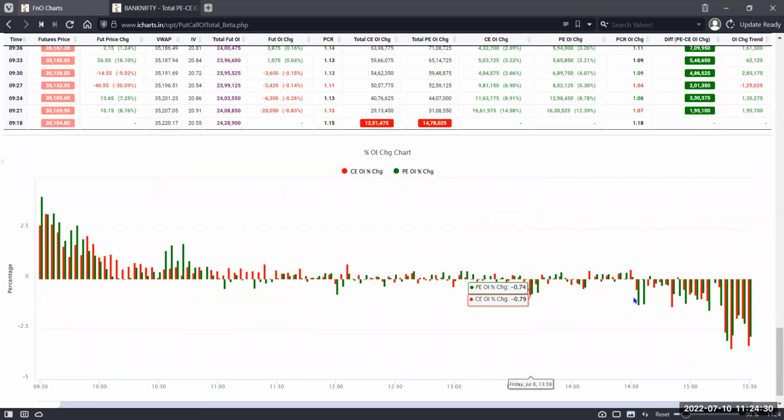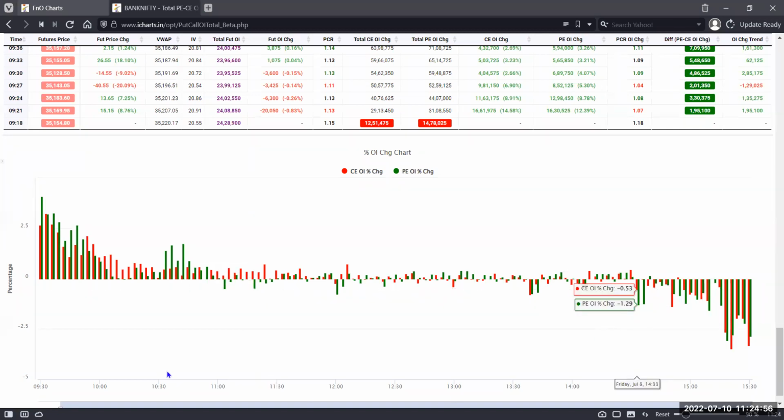And by this time, it was almost 2:30 when we got the unwinding signal. And along with put side, there was a significant call side also. Ideally, what you should see is a bar something like this, where there was buildup happening on the call side and unwinding happening on the put side. So this should be opposite. So it indicates a strong unwinding signal.